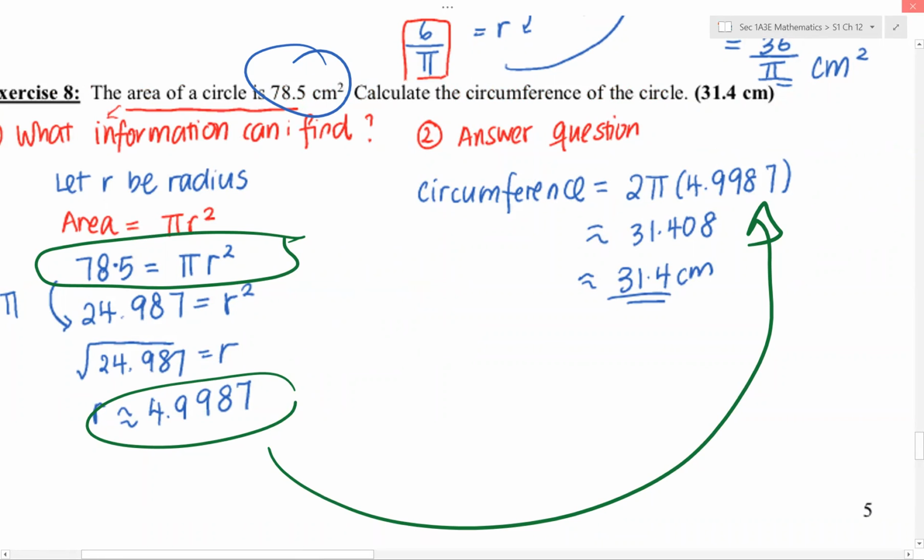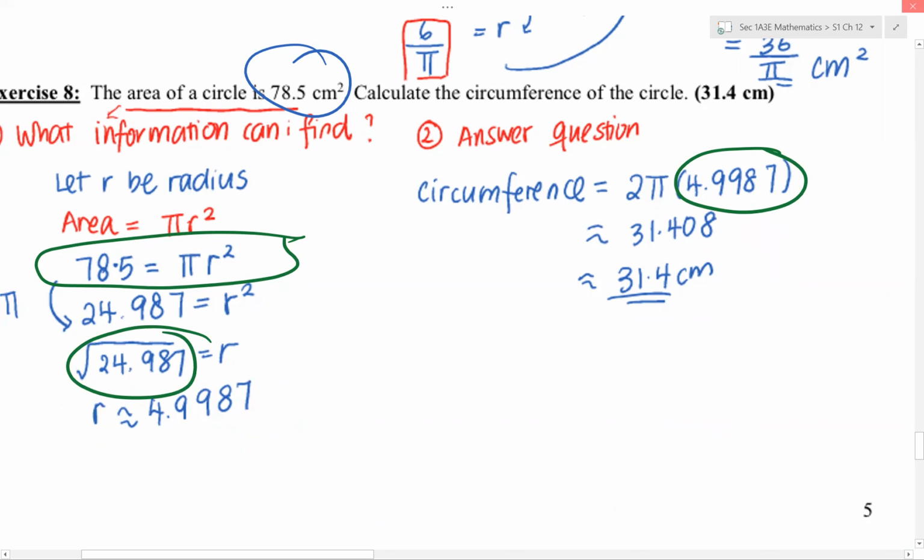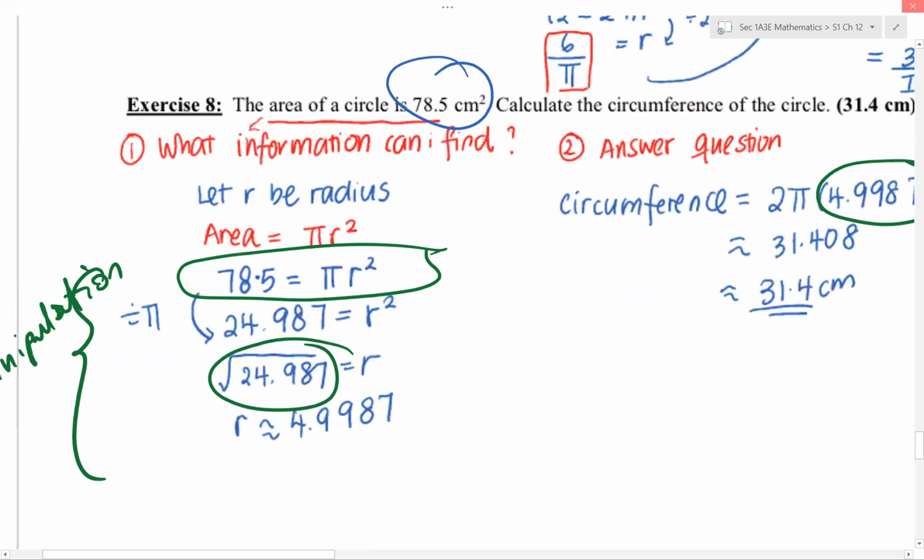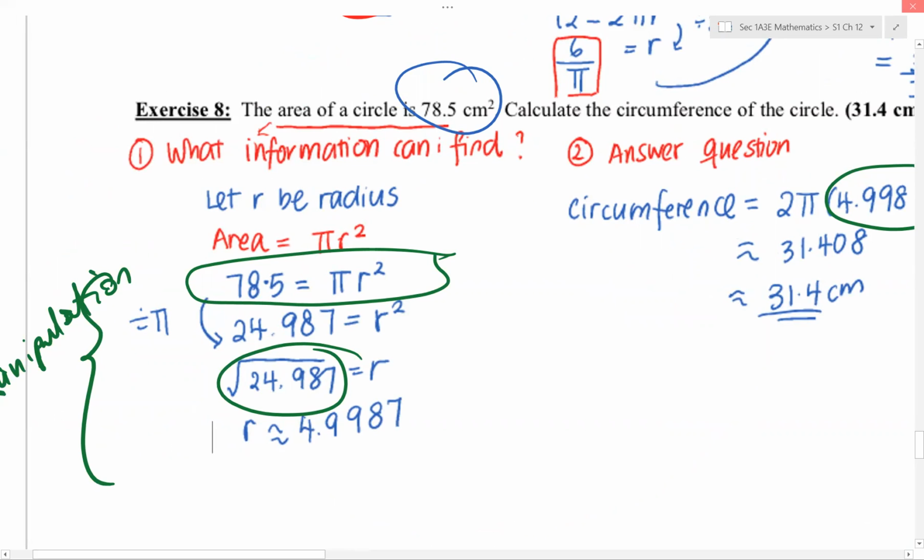Okay, now I'm going to ask you, is this the most exact? Is this answer exact? 31.4? No, it's not exact. Is this better? Yes, this is 5SF. It is more accurate, but is it exact? No, it is not. Why isn't it exact? Because we got a value from 4.9987. Was that exact? No, it wasn't. We got it from square root of 24.987. Square root 24.987 was the problem. That's where the inaccuracy came about.